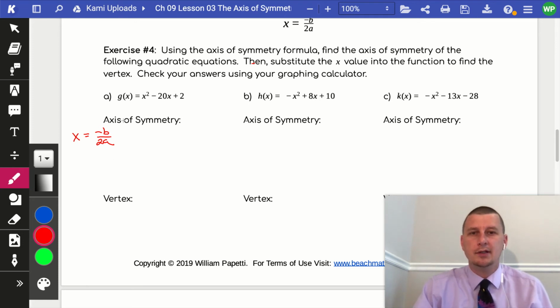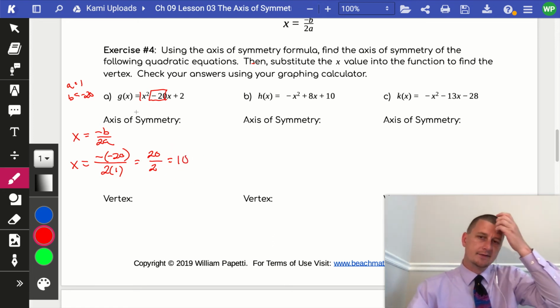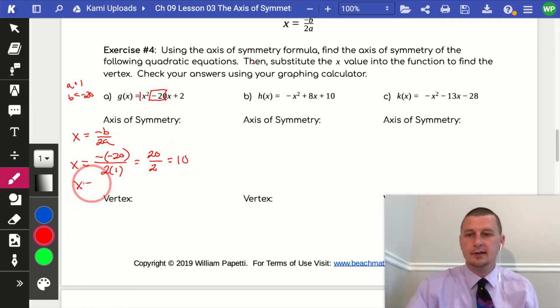Now, what would be helpful is knowing our a and our b values. So the a value is the coefficient of x squared. And if you're looking and you don't see a coefficient, that's because your coefficient is 1. And your b value is going to be negative 20 because that's the coefficient of x. So we have an a value of 1 and a b value of negative 20. If we were to substitute this into the axis of symmetry formula, we're going to have negative 20 divided by 2 times 1. And that's going to give us a positive 20 divided by 2, which is 10. So our axis of symmetry here is going to be x equals 10.